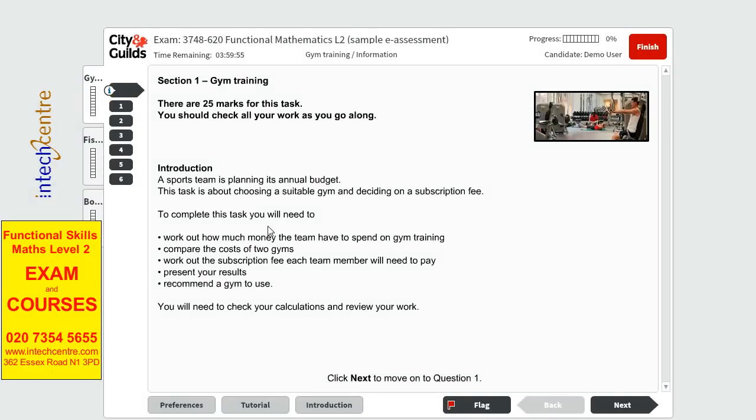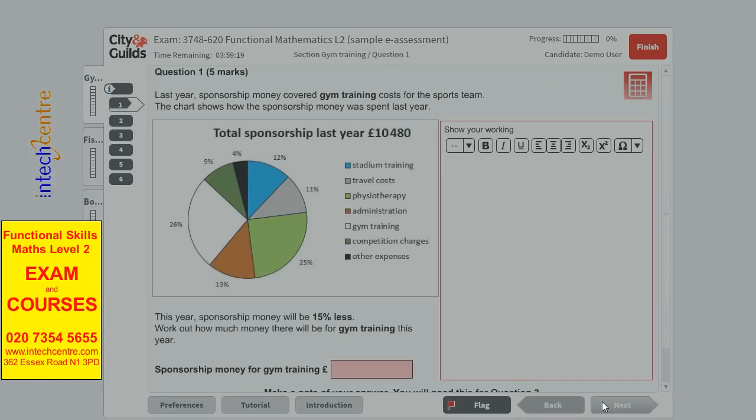Section 1, gym training. Again, 25 marks for this task. As part of the introduction, they are saying that the sports team is planning its annual budget. This task is about choosing a suitable gym and deciding on a subscription fee. To complete this task, you will need to work out how much money the team has to spend on gym training, compare the cost of the 2 gyms, work out the subscription fee each team member will need to pay, present your results, and recommend a gym to use. We have to also check our calculations and review our work.